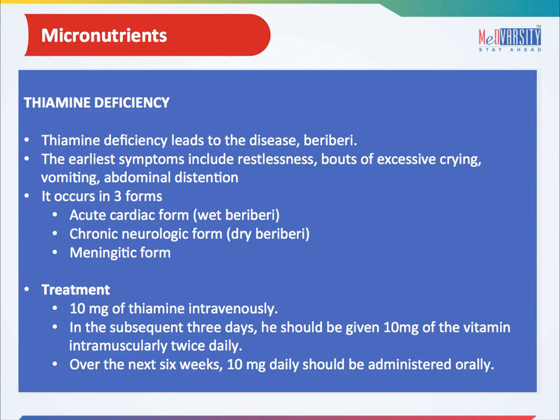Treatment: 10 mg of thiamine intravenously. In the subsequent 3 days, he should be given 10 mg of the vitamin intramuscularly twice daily. Over the next 6 weeks, 10 mg daily should be administered orally.